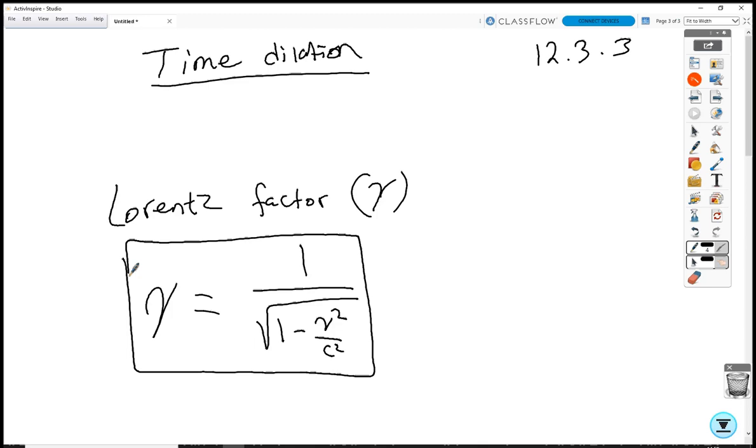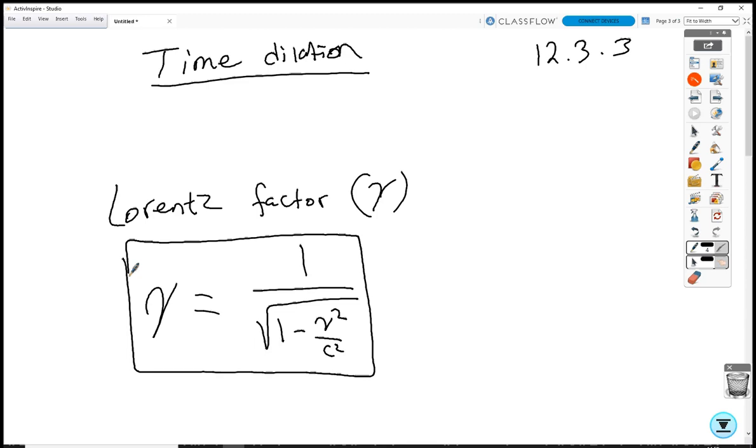Now very quickly, what I want you to do is evaluate gamma. Evaluate gamma when you're stationary, so v is 0. You get 1 over the square root of 1 minus 0, which is 1 over 1, so gamma equals 1. So when you're not moving, gamma just equals 1.